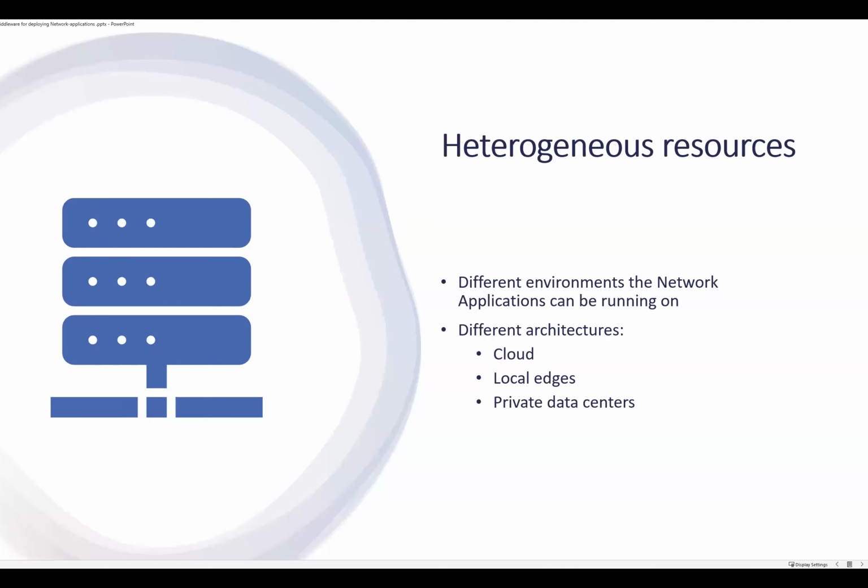The next challenge is how to combine the heterogeneous resources under one single umbrella. Each environment the network application will be running on has a different specification. It could be the cloud machines that are managed by the third-party company. It could be the local edge devices that process some low-intensive workloads locally, or also it could be the private data center of some specific company. And all of this has to be utilized under the 5G middleware.